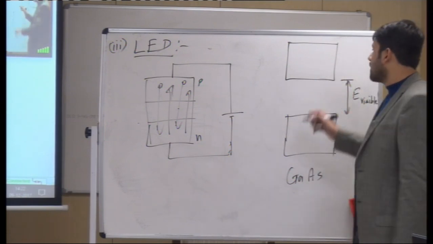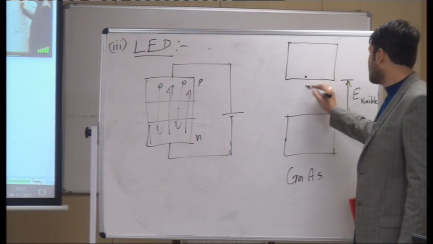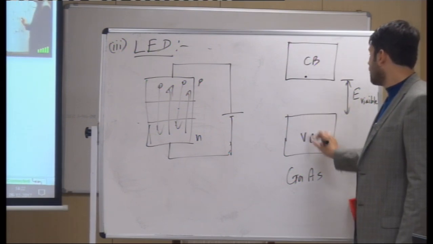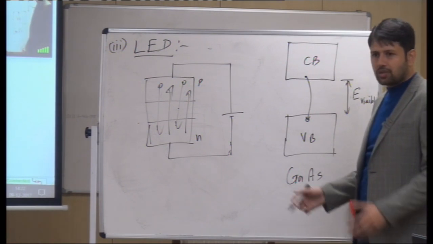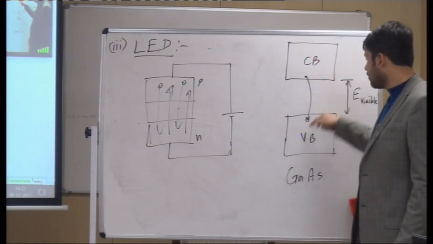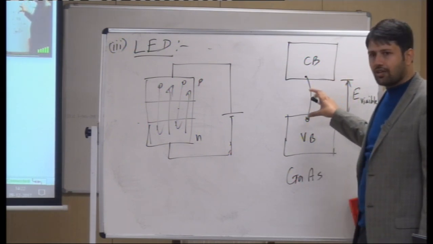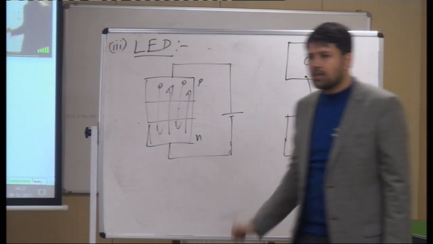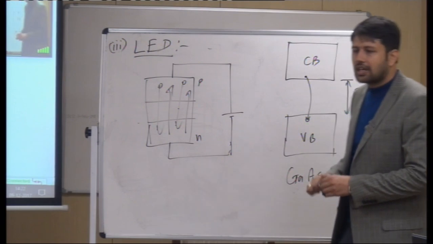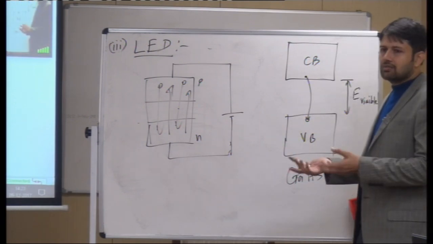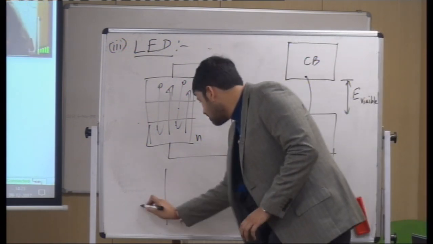Let's check how. Electron hole pair neutralization happens when an electron in the conduction band falls into a valence band hole. So a photon of this energy gap is released, and depending on the energy gap, that is the color of light that is visible. Okay, so let's draw the diagram for this.